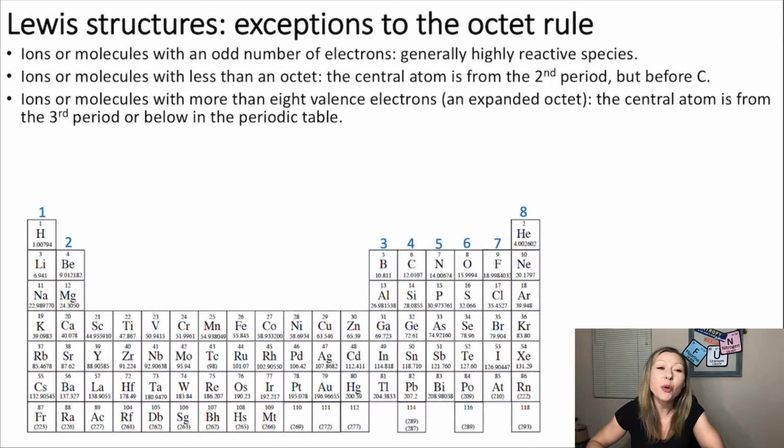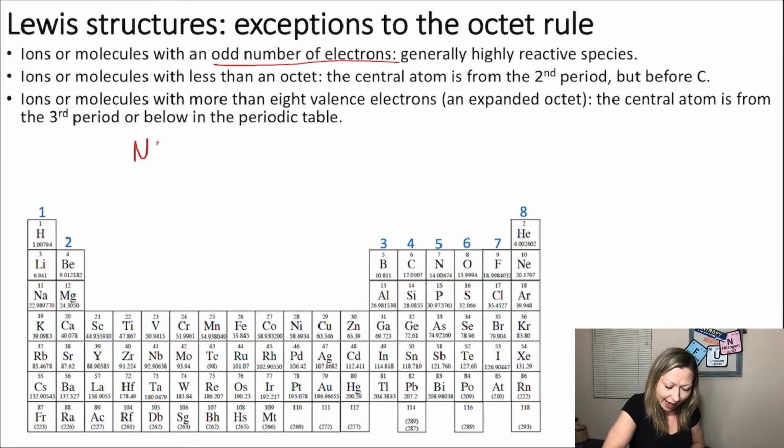Guys, let's talk more about Lewis structures and the exceptions to the octet rule. So you are going to see three types of exceptions. The first one is ions or molecules with an odd number of electrons. These are generally highly reactive species, just like nitrogen monoxide. So nitrogen monoxide is NO.